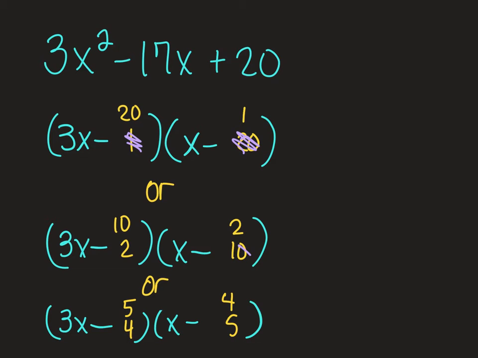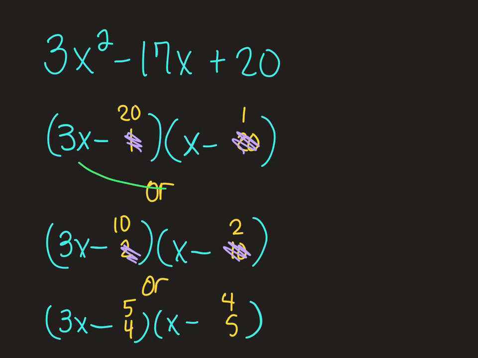3 times 10 is 30. I can eliminate that one. 3 times 5, that might work because that's 15. 3 times 4 might work because that's only 12. Okay, so I could only eliminate 2 with strategy. Now it's just testing them out.